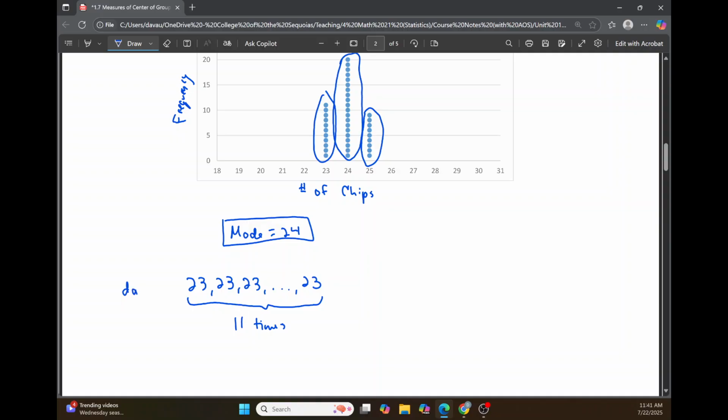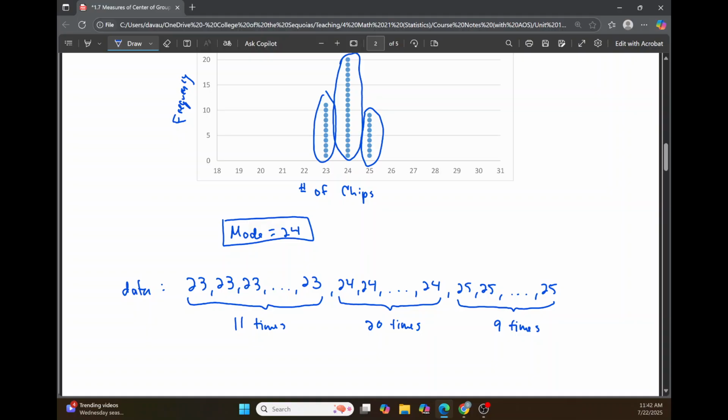This is the data, by the way. I'm not actually doing any calculation. I'm just trying to list out what the original data set must have looked like, right? So it would have had 11 23s, and then it would have had 20 24s. So 24, 24, 24. And that would have occurred 20 times. Okay. And then it would have had 9 25s. So 25, 25, 25, 9 times.